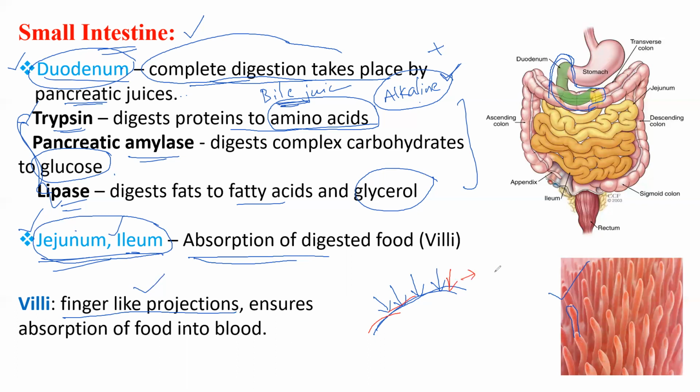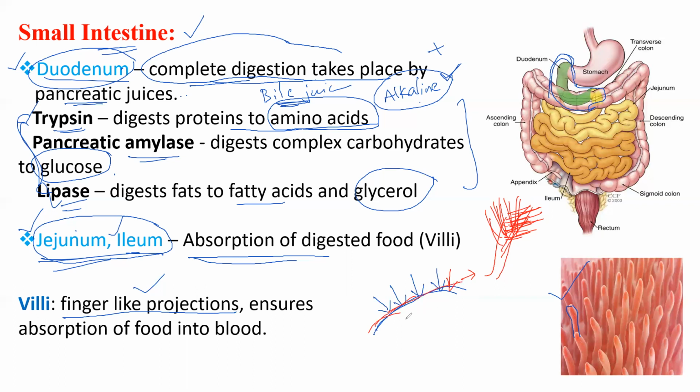As you know, villi absorb the food, and that absorbed food is taken by the blood throughout the body. Each and every cell is going to get blood. Blood carries digested food. The useful food materials are delivered by the blood to each and every cell.